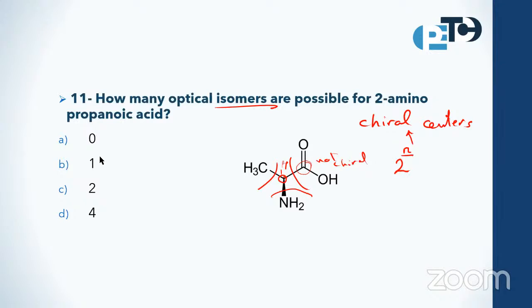Till now we have 1. The other carbons are not chiral centers. So we have 1 chiral center. Therefore, 2 to the power n equals 2, and this amino acid has 2 optical isomers.